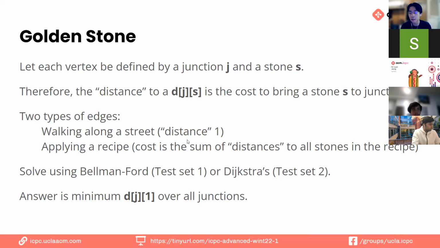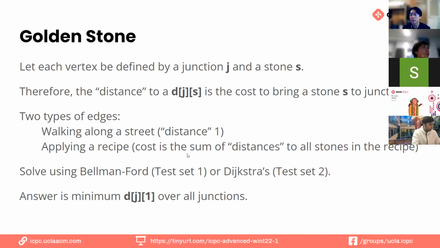For the first test set, the test cases are small enough that you can use Bellman-Ford, which we talked about as well. Or you could just use good old Dijkstra's since there are no negative edges. Then the answer, once you run Dijkstra's and go through all the edges, is the minimum cost of getting the golden stone over all the junctions, because maybe it's easier to make a golden stone at one junction than at another, since the stones may be centralized around some area.